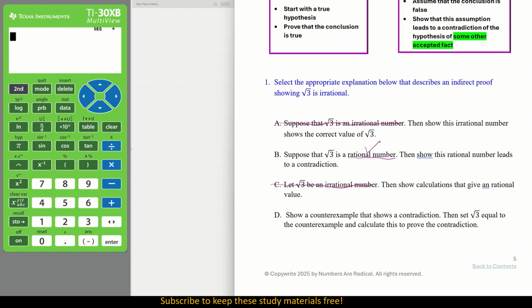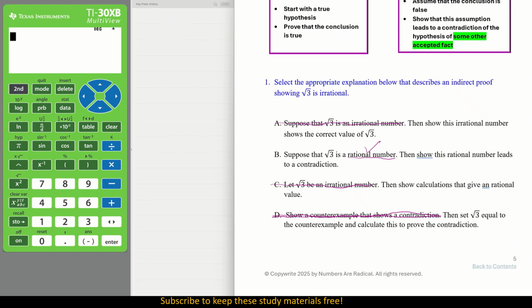Let's look at D. Show a counterexample that shows a contradiction. In this case, a counterexample is not going to help us. It just isn't, and good luck finding one. Either something is rational or irrational. It's like odd and even. So that isn't going to help us at all. Maybe you could find something that would work, but I can't, for the life of me, think of anything that would work.